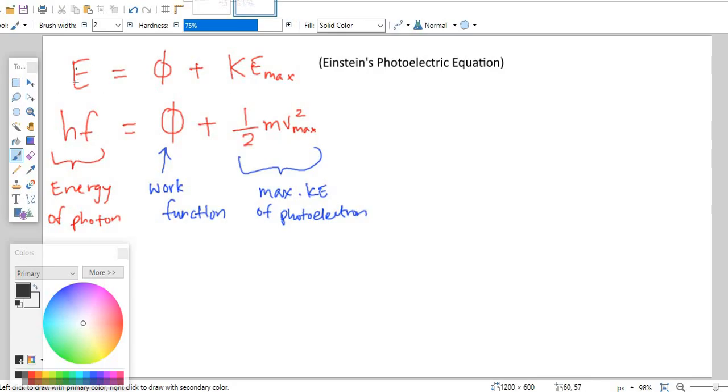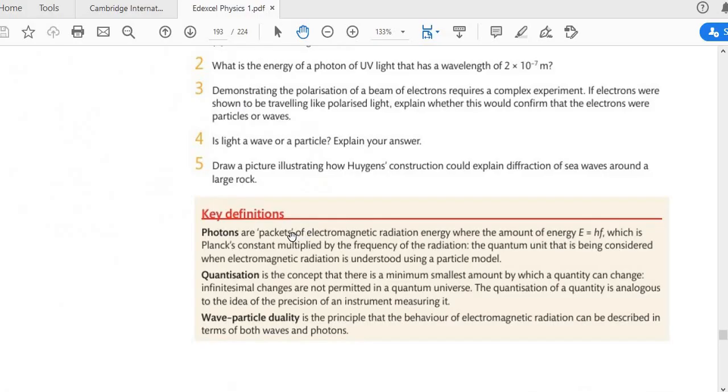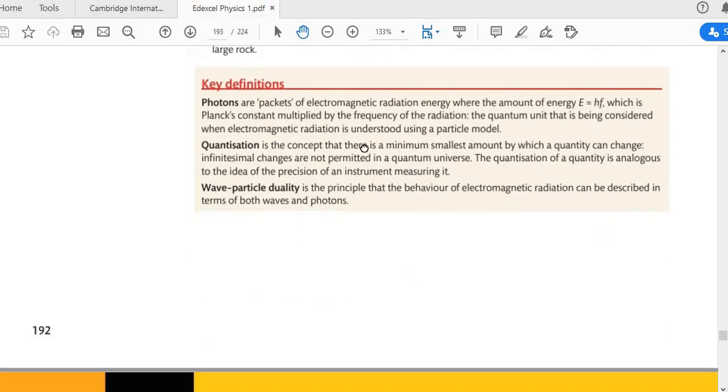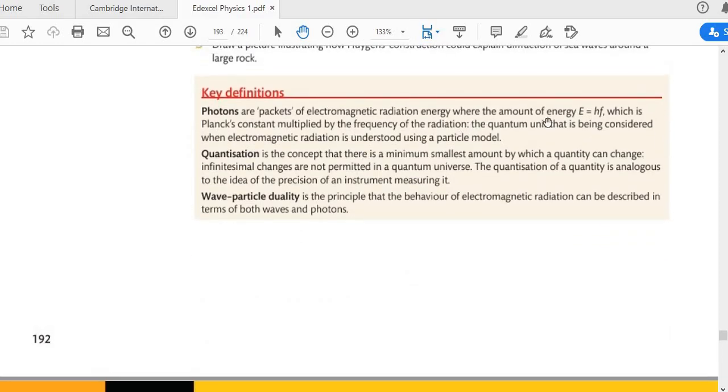We can write it like this. You have learned E equals hf. h is the Planck constant, f is the frequency of the photons. You may be wondering, what is a photon? Now this is the definition. Photons are packets of electromagnetic radiation energy where the amount of energy equals hf, which is Planck's constant multiplied by the frequency of the radiation. The quantum unit that is being considered when electromagnetic radiation is understood using a particle model. We will see the details, so you can remember photons are packets of electromagnetic radiation energy where the amount of energy equals hf.